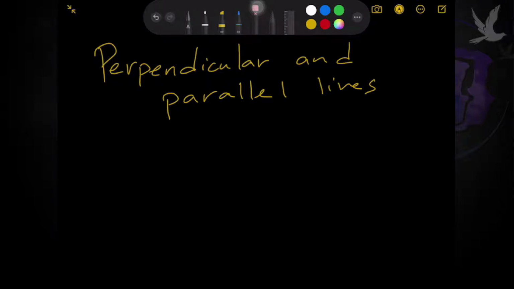Hello there kids, today we are going to talk about perpendicular and parallel lines. So, para hindi tayo malito, we'll start with perpendicular muna.